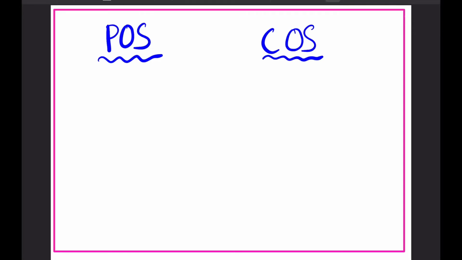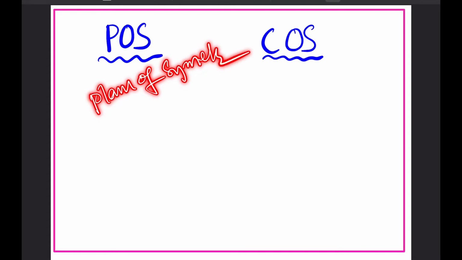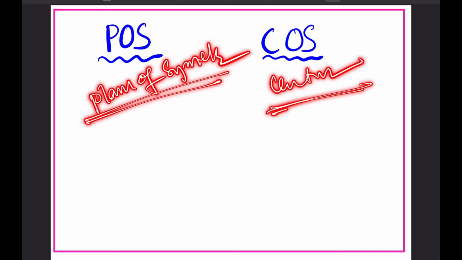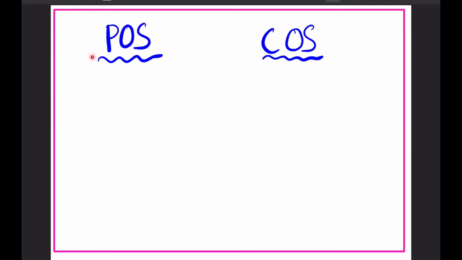Hello everyone. Today we'll see a simple topic, that is plane of symmetry and center of symmetry. This is a part of stereochemistry from PU second year. So what is plane of symmetry? Plane of symmetry is a line which cuts a molecule into two equal halves.